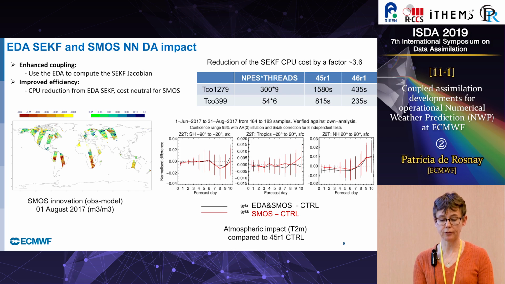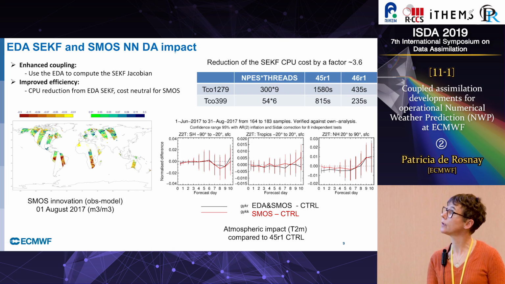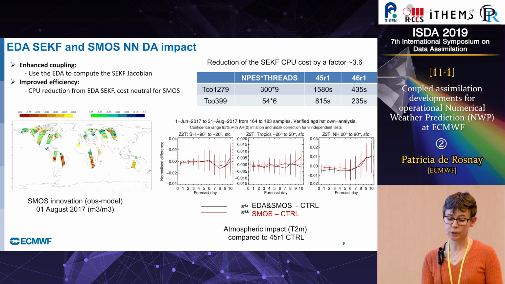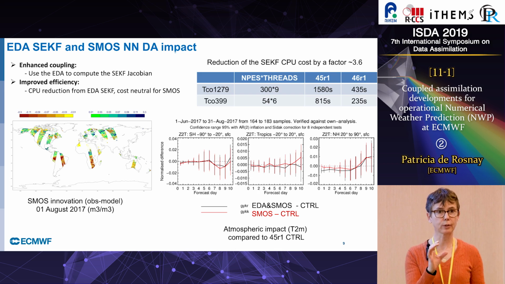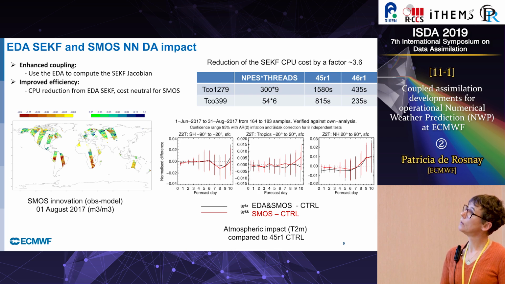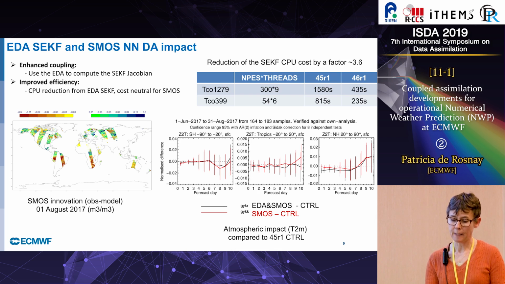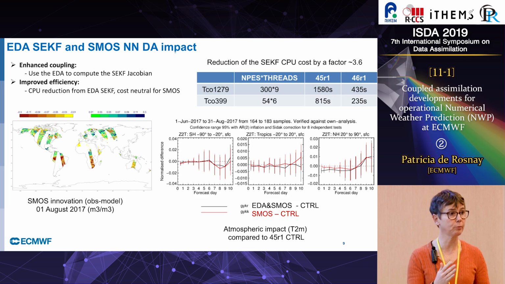of TCO 1279, which is roughly 9 kilometers, for a given number of processors and threads. In the current version, when we compute the Jacobians in finite differences, we have a large computing cost. In the operational system, it is always getting in the way, it is in the critical path, and we wanted to reduce it. When we use EDA to compute the Jacobians, we reduce the computing cost by a factor of more than 3.5.